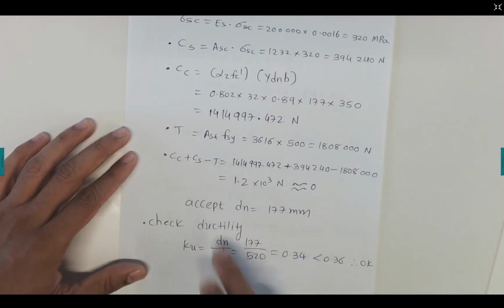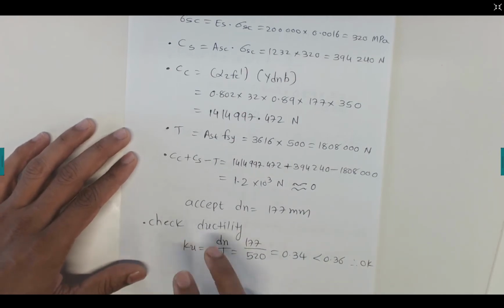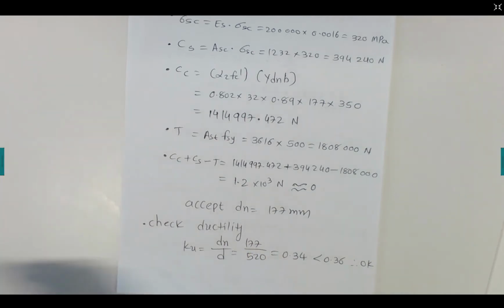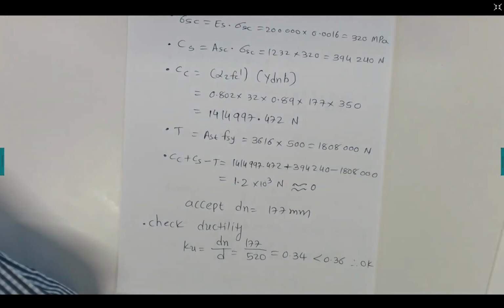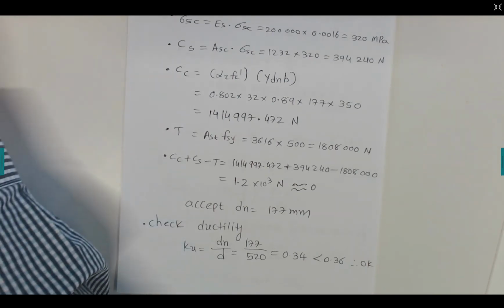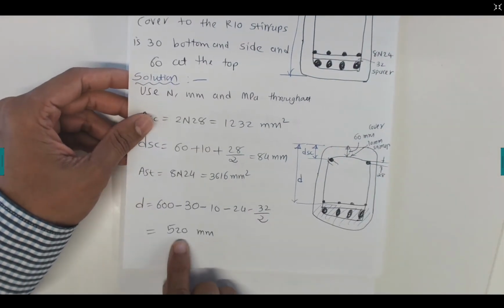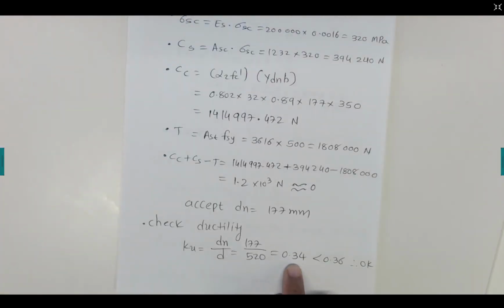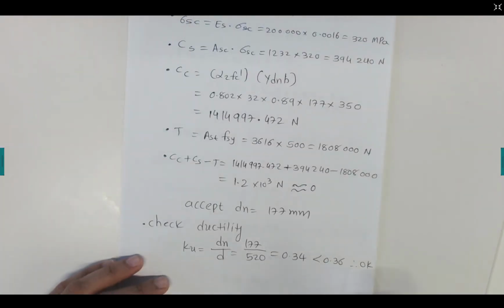Now once we know dn, we need to check for ductility and check for flexure capacity. So ku equals dn on d, dn is 177 and d is 520. In the first video about these examples, we calculated d values, which is here. D value is 522 millimeters, which gives 0.34, which is less than 0.36, so it is okay.